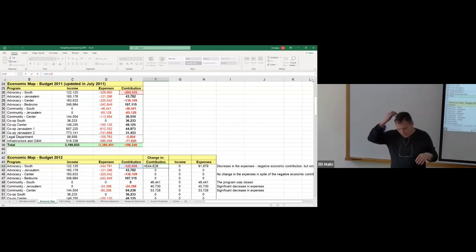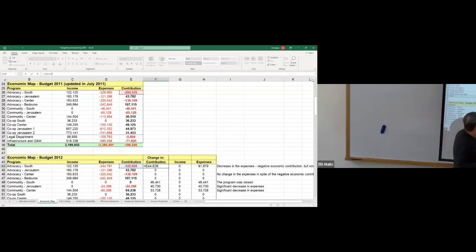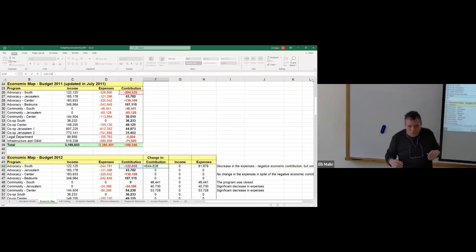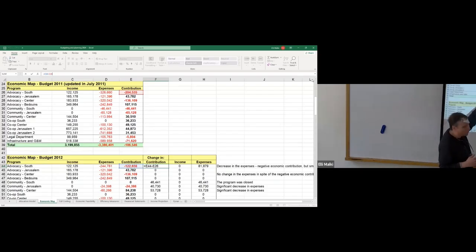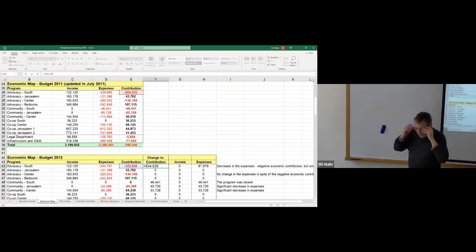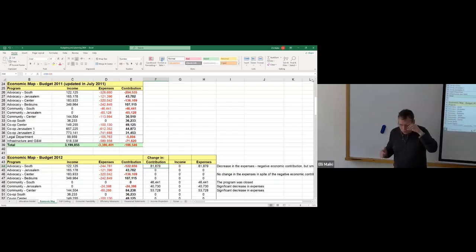Okay, future minus present. Now, as you can see, the contribution in 2012 is still negative in this program, Advocacy South, but it is less negative than the contribution in the base scenario. So there is a reduction in the negative contribution from minus 204,000 to minus 122,000, and that reflects an improvement in the contribution by 82,000 shekels. Okay? So is this clear? Let's see the other one.